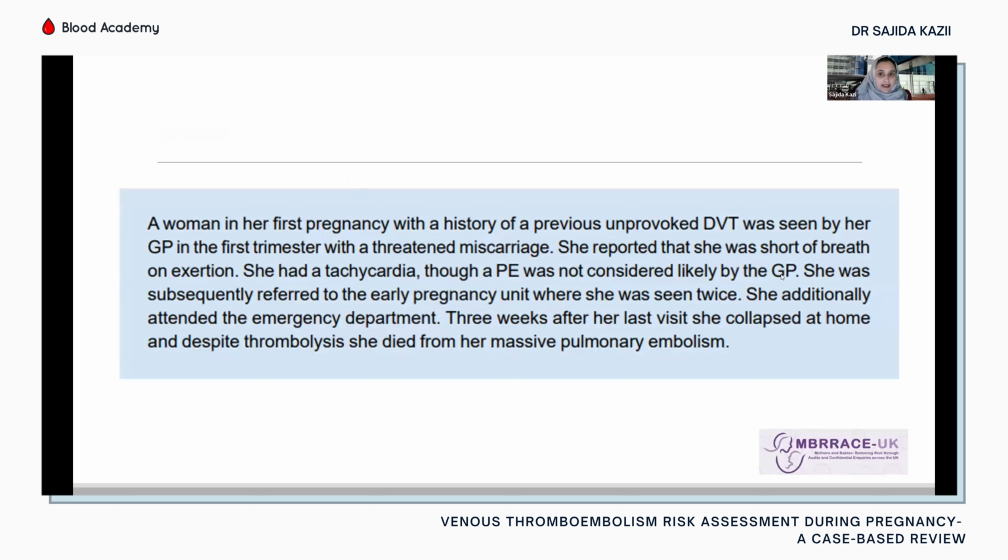So this is a case which was flagged up in the MBRRACE inquiries, and this is a woman in her first pregnancy who has a history of previous unprovoked DVT. Again, she was seen for a threatened miscarriage, although she reported shortness of breath on exertion and tachycardia. I guess there is an overlap of symptoms between pregnancy as well as PE, and PE was not considered likely. She was referred to the early pregnancy unit where she was seen twice, and unfortunately she had a massive PE. So again, it's important to raise awareness about unprovoked DVT and future pregnancies.